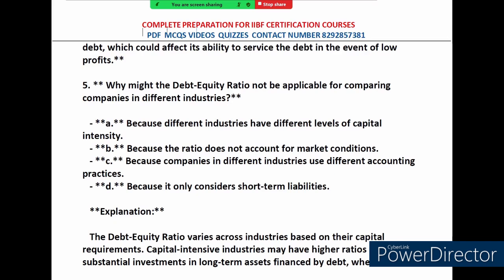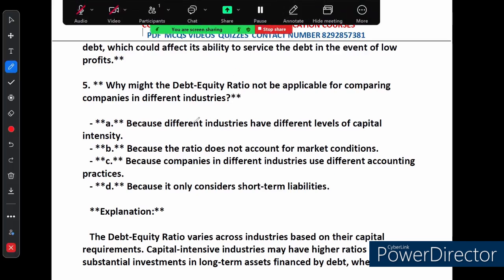The next question says why the debt equity ratio might not be the best tool for comparing companies in different industries. Very good question. So there are four options given. Option A says because different industries have different levels of capital intensity.